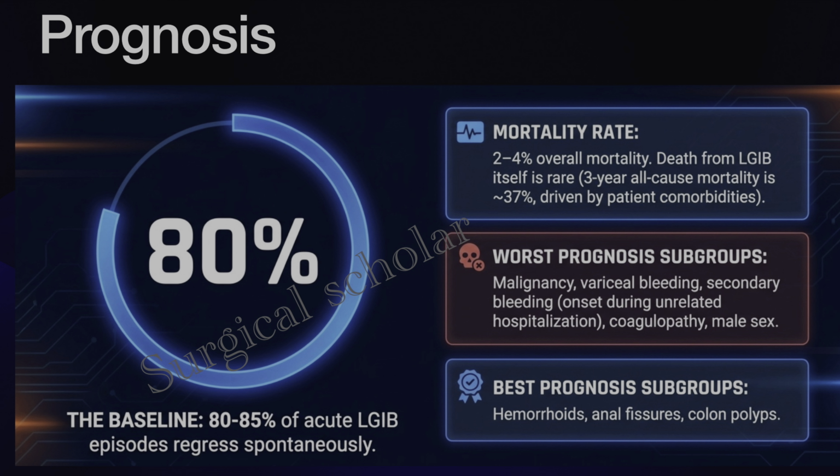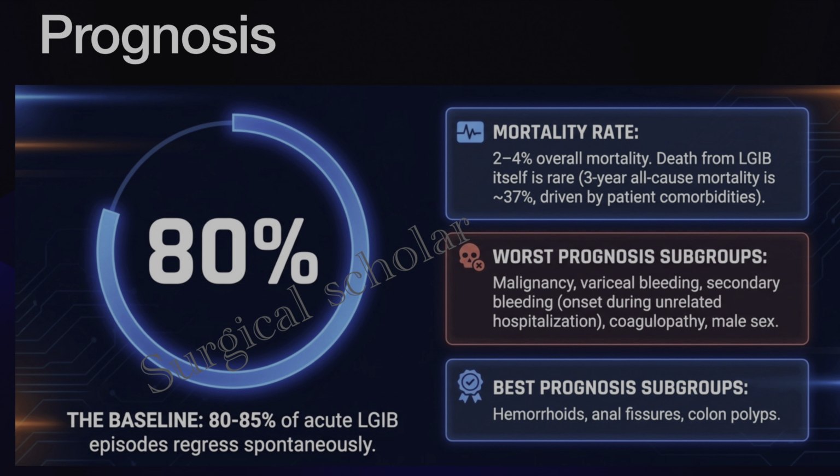As described earlier, 80 to 85% resolve spontaneously. The mortality rate is 2 to 4% overall. Death from the lower gastrointestinal bleed itself is rare. The 3-year all-cause mortality is approximately 37%, driven by patient comorbidities.